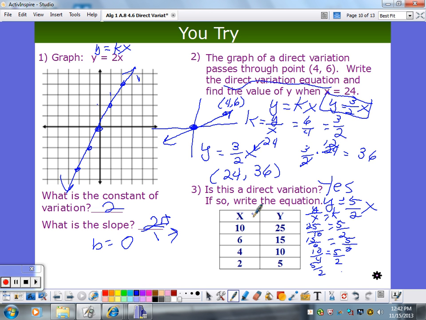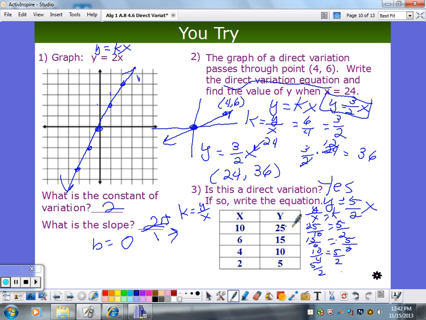To find the constant of variation, every point has to have the same one in a direct variation. You find the constant of variation by doing y over x. So that's what we did here. We said 25 over 10 and we reduced it. We did 15 over 6 and we reduced it. 10 over 4 and we reduced it. 5 over 2 is already reduced.